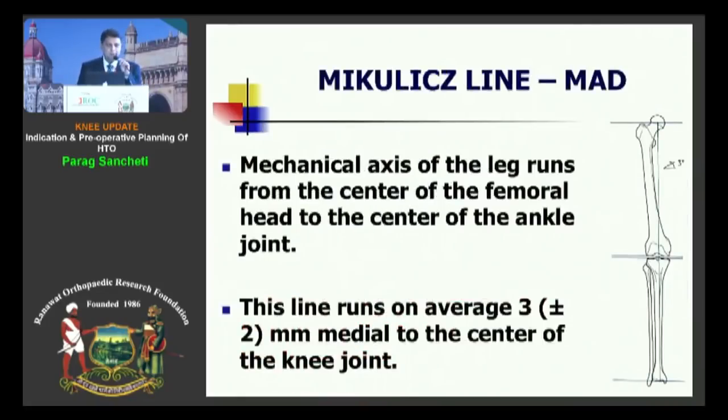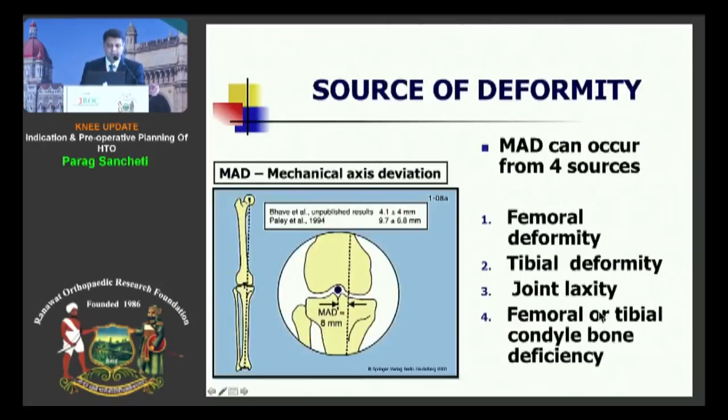Now, coming to the calculation part, this is the mechanical axis deviation test, also called the Mikulicz line. That is a line passing from the center of the hip to the center of the ankle, usually passing through the center of the knee, plus or minus 2 millimeters on either side. This is Dror Paley's work, where you can find out whether you're dealing with a deformity in the femur or the tibia, or whether the deformity is in the joint.